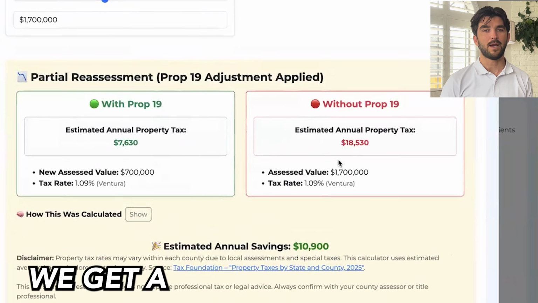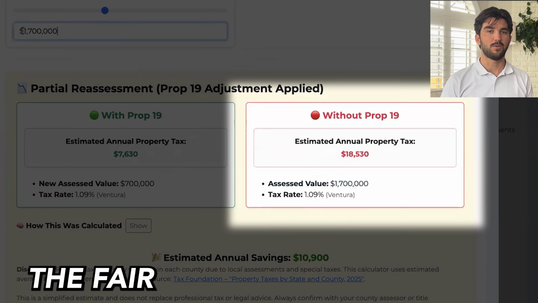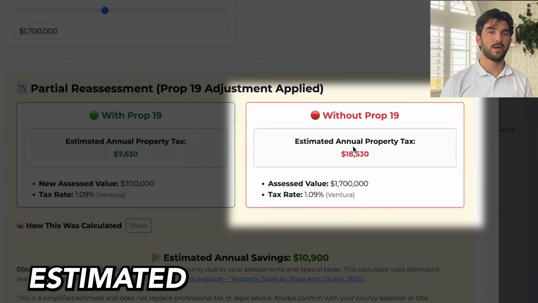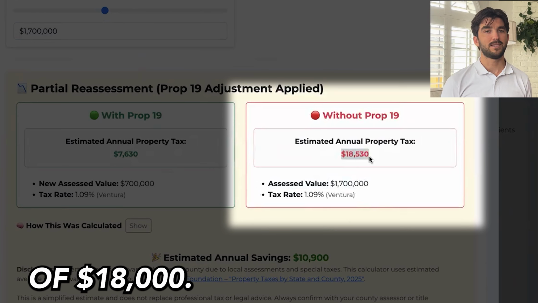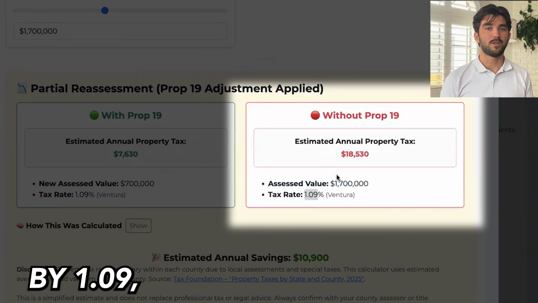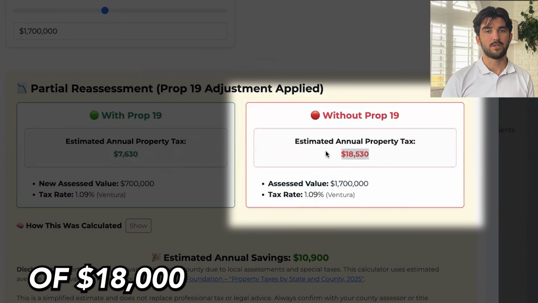We see that we get a full reassessment. This is considered a transfer. They're going to make the new assessed value the fair market value at the time of inheritance, meaning you're going to have a new estimated annual property tax of $18,000. So now you're multiplying this figure by 1.09, and you're getting an estimated annual property tax of $18,000.